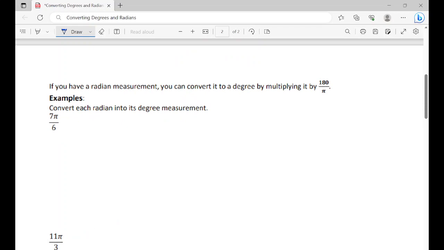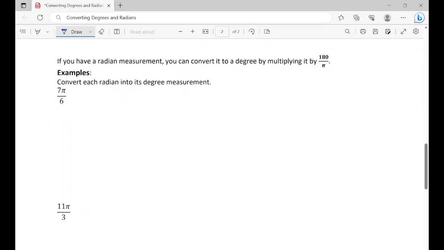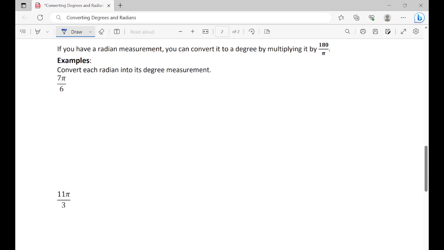Now, we can do the same thing. We can go from radians to degrees. So if you have a radian measurement, you can convert it to a degree by multiplying it by 180 over pi, just the reciprocal. So we're going to start off with 7 pi over 6. So 7 pi over 6 times 180 over pi.